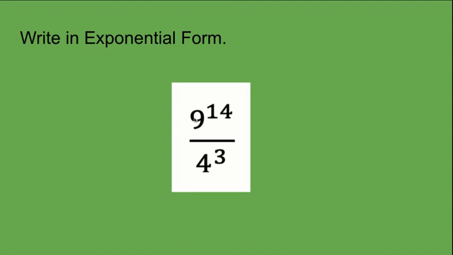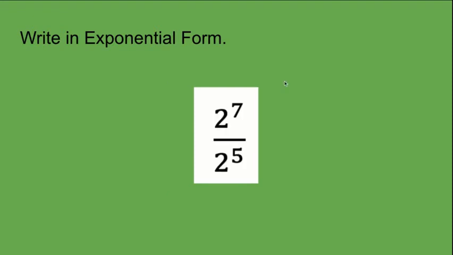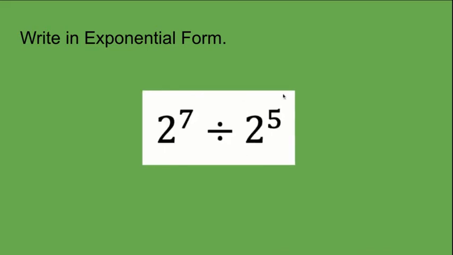Notice we can't solve this one because our bases are different. So this one we can't simplify in exponential form. Solve this one. All right, this would be 2 to the 2nd power. We have the same base, and 7 minus 5 is 2. Solve this one.